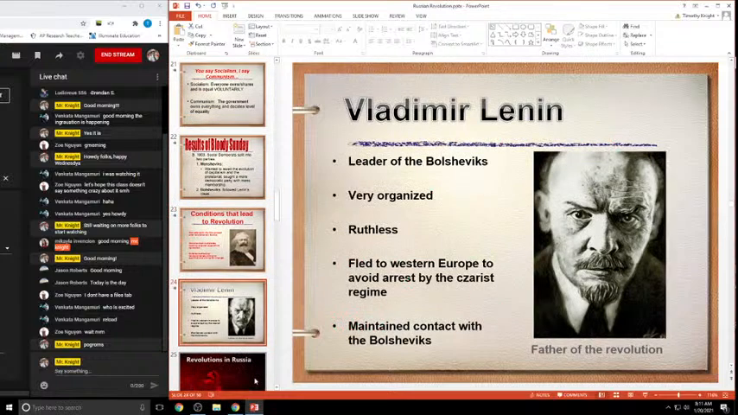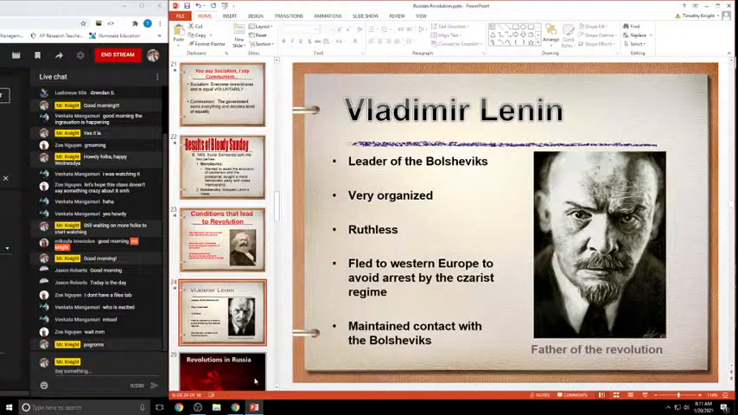So that's where we finally get to Vladimir Lenin. Who is Vladimir Lenin? Really, in many ways, he's the father and the architect of the communist revolution that happens in Russia in 1917. He was the leader of the Bolshevik Party. The Bolshevik Party, again, being the radical communist party. The Bolsheviks end up renaming themselves the Communist Party after they take power in Russia.